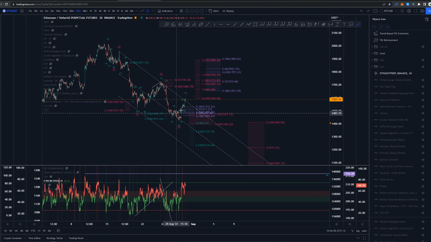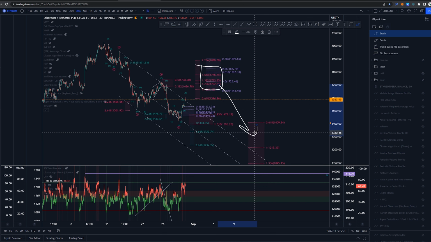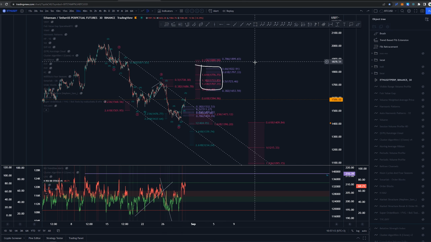But yeah, I'm still playing these smaller setups here until I get a good entry. I'm looking at these areas here around 1820 to 1650 for that next short opportunity on the higher time frame. But yeah, that is pretty much all I wanted to cover today on ETH.